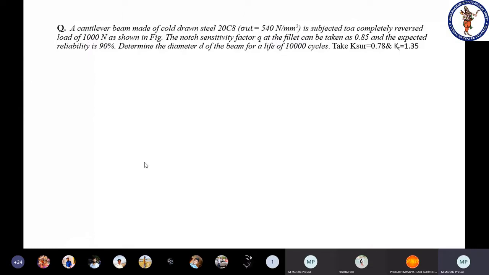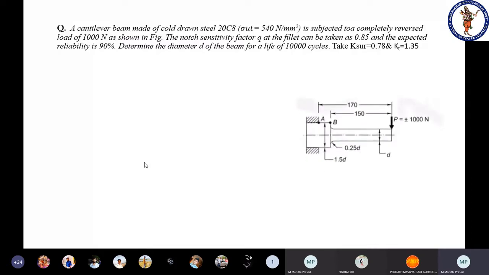A cantilever beam made of cold drawn steel 20C8 with ultimate strength 540 Newton per mm square is subjected to a completely reversed load of 1000 Newton, as shown in the figure.